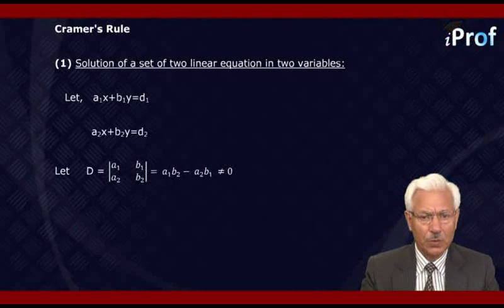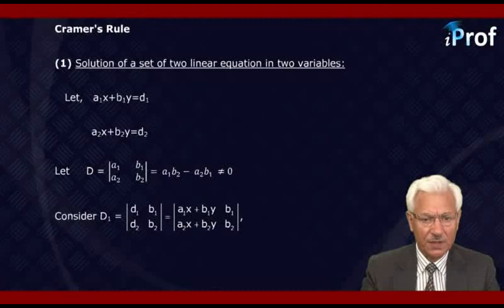Also let D equal the determinant formed by the coefficients, that is D equal to a1, a2, b1, b2 as columns. Its value is a1 b2 minus a2 b1. We assume that it is not 0. So consider D1 as the determinant formed by first column d1, d2, second column b1, b2. It must be noted here that d1, d2 are replacing the coefficients of x, a1 and a2, in the determinant D.